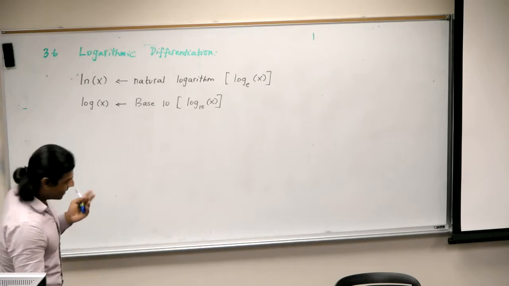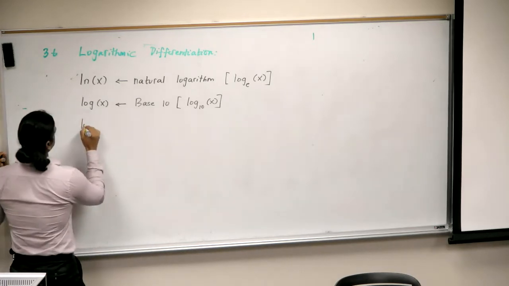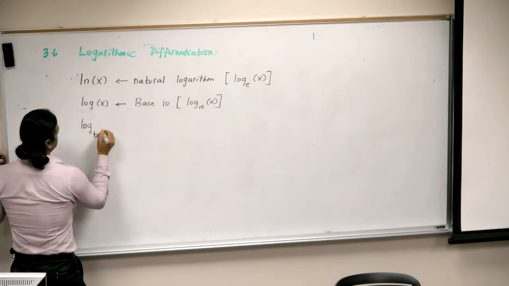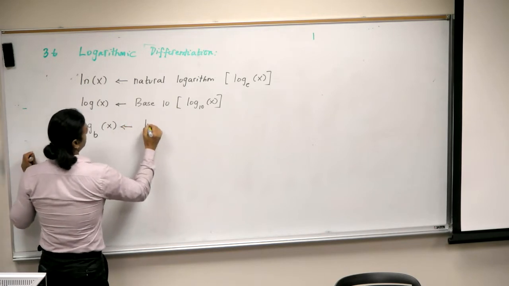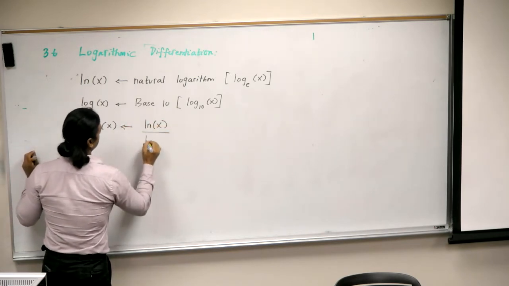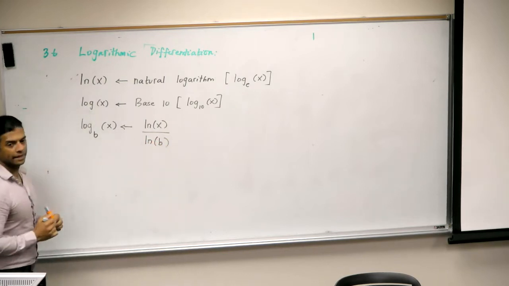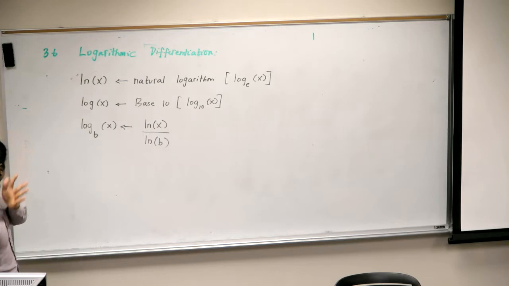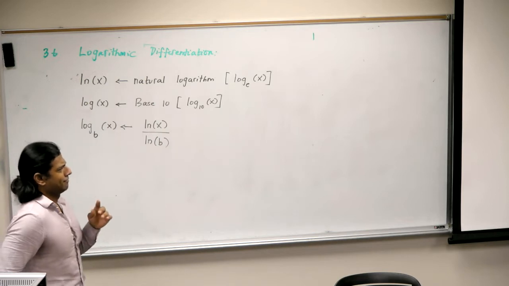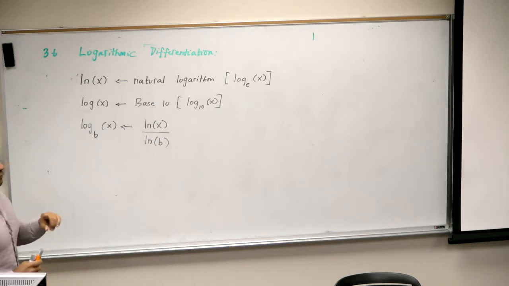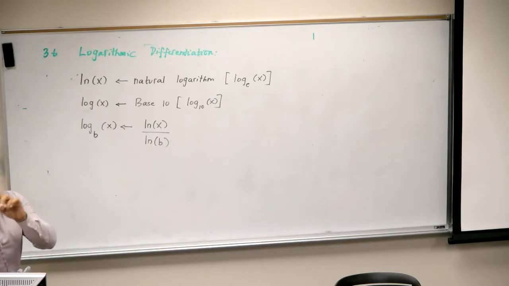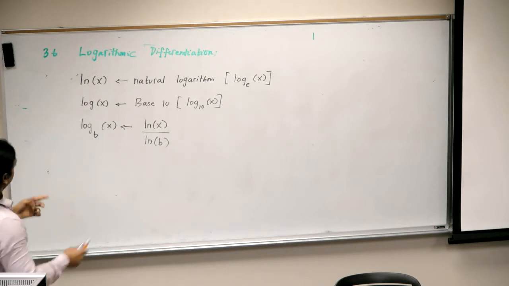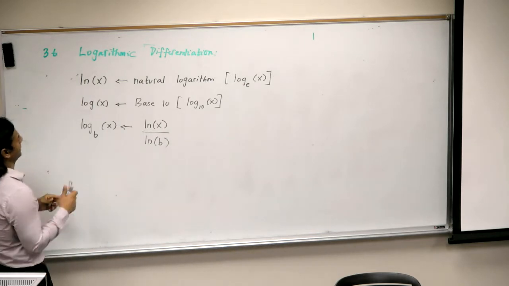If we have any other log, say some b, then we could write it in terms of natural log as ln of x divided by ln of b. Good. So those are things that you should know from Unit 1. Before we start, make sure you understand the properties of logarithms. Quite important. If you had forgotten, go back and review. We'll do some problems, hopefully it comes back to you.